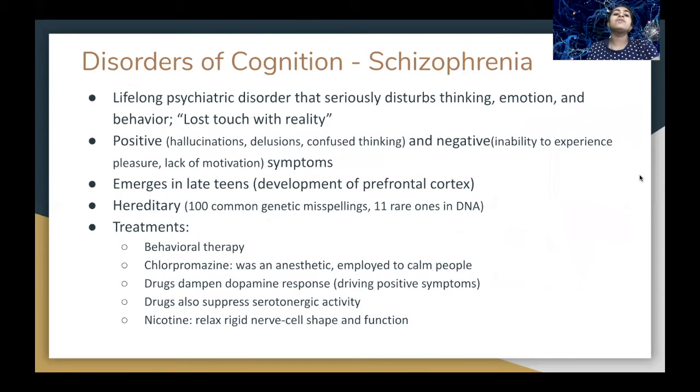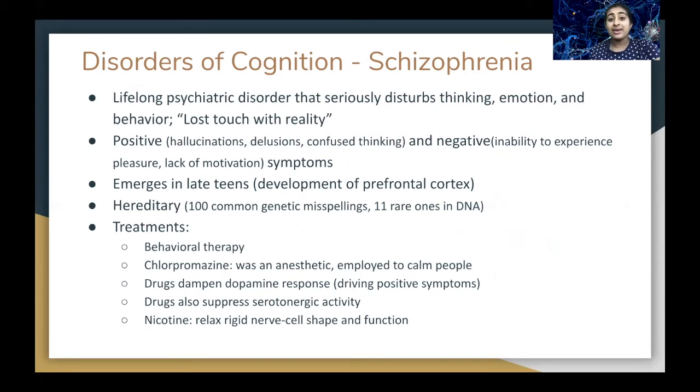Okay, now let's move on to disorders of cognition. So the main type is schizophrenia. Schizophrenia is a lifelong psychiatric disorder that seriously disturbs thinking, emotion, and behavior. People say that they lose touch with reality.